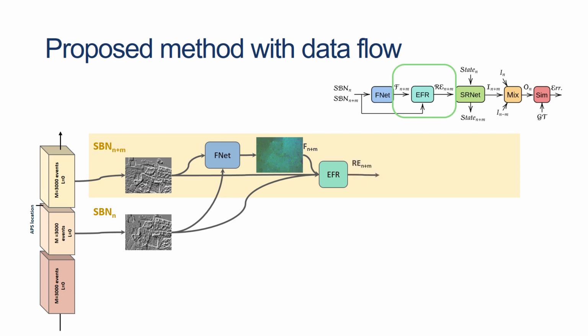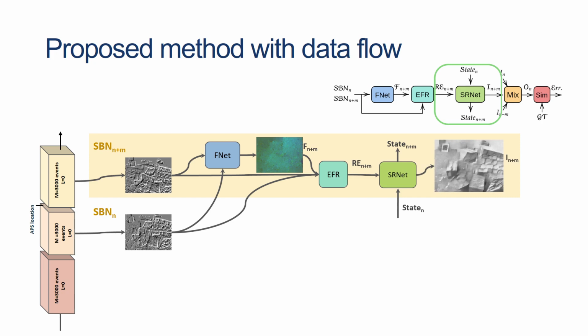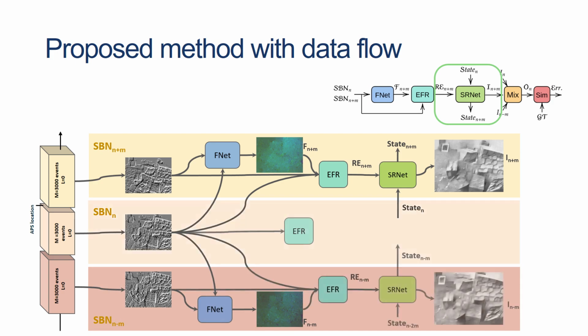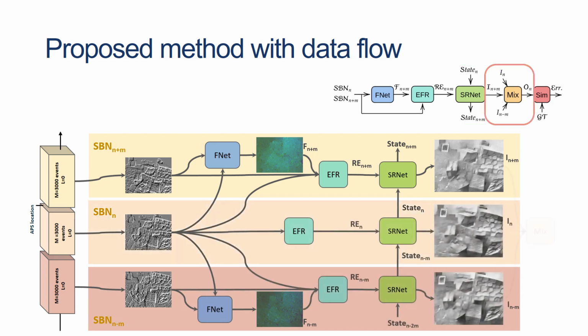These rectified events plus a previous state go to the super resolution network, SRNet, to make the next hidden state plus an intermediate intensity image output, I_N+M. This process is repeated with the previous stack as a pair and the central stack by itself. All intermediate intensity images are mixed in the last stage to create the final output image, O_N.